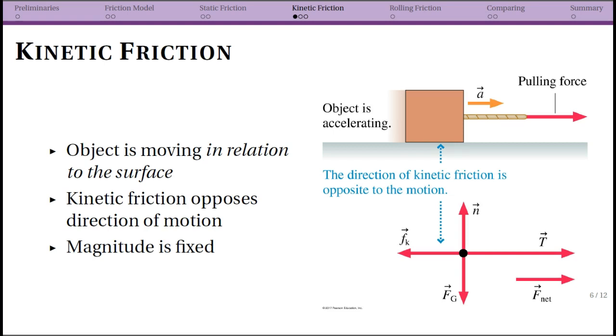Now we're going to go on to our second common type of friction, which is kinetic friction. In this case, kinetic has to do with motion, and so our object is moving, but not moving absolutely. It must be moving in relation to the surface.